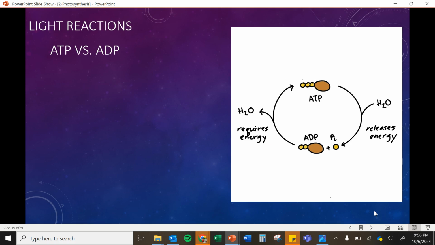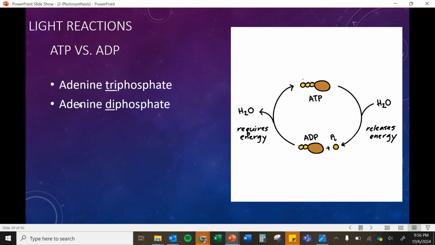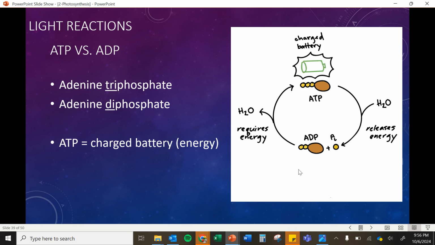Okay, I mentioned this a little bit before, but ATP versus ADP. ATP stands for adenosine triphosphate, so it's got 3 phosphate groups attached, and adenosine diphosphate, so it's got 2 phosphate groups attached. And you can think of it like a charged battery. So ATP is fully charged. We can use that phosphate as a form of energy. And then if it's ADP, it's like a dead battery. It doesn't have that extra phosphate group added to it.